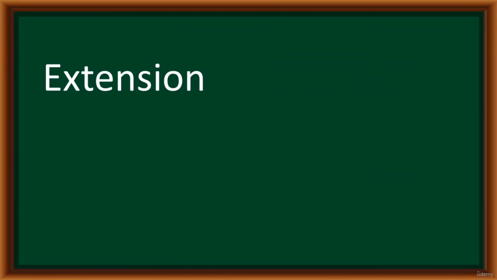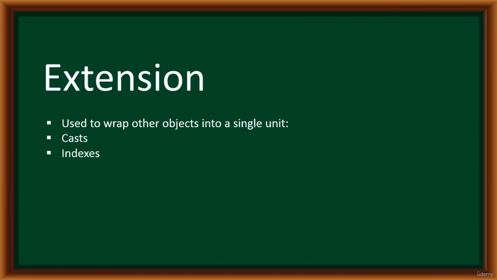In this lecture, I'll be explaining briefly what the concept of extensions are in Postgres. Basically, in Postgres, extensions are used to wrap other objects into a single unit. The main purpose of extensions basically is to make it easier to maintain. So by wrapping other objects into a single unit, it's easier to maintain them. The types of objects you can wrap up into a single unit as an extension include casts, indexes, functions, and other objects.